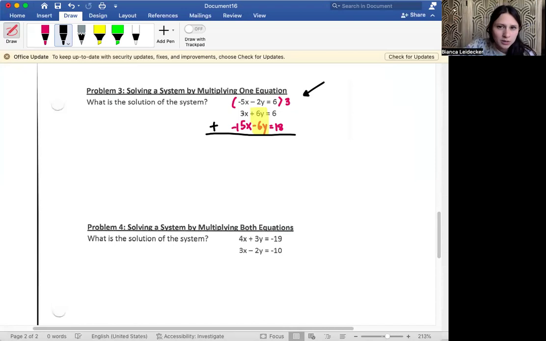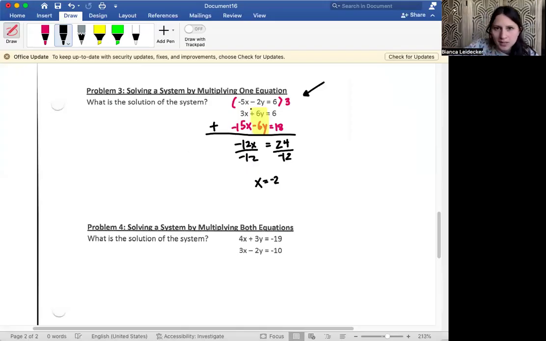And here I'm going to look at 3x plus -15x, which is -12x. The 6y's cancel. And then I have 6 plus 18, which is 24. Now I can divide by -12. X equals -2. Okay, now to solve for y, I'm just going to substitute in.